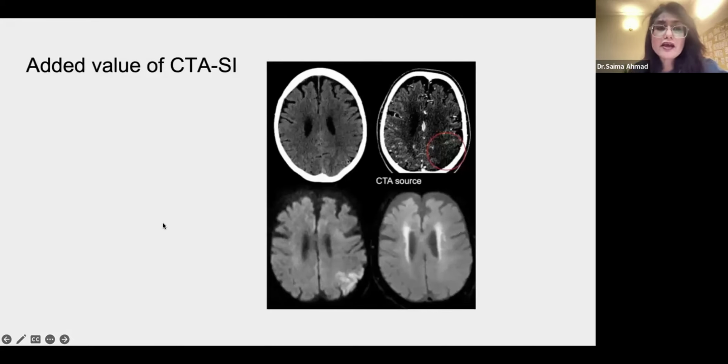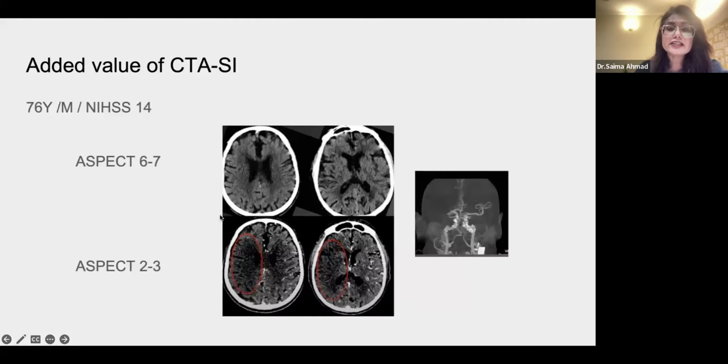So here there is an added value of the CTA. What we can do is use the raw data of the CTA. The raw data of the CTA has a window which is called the blood flow window. And when we use this blood flow window, you can see this dark area is where early ischemic changes may be seen, and you can compare this with the DWI and see that this area is already infarcted, and which cannot be picked up on the non-contrast CT. So this is the added value of the raw data of the CTA.